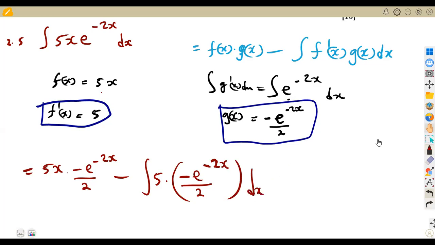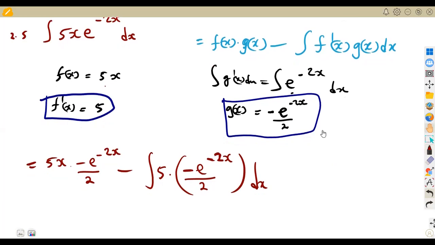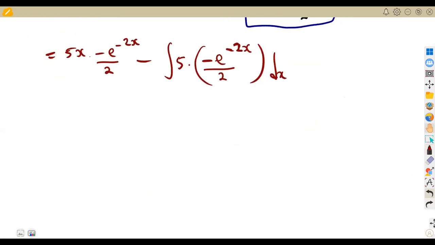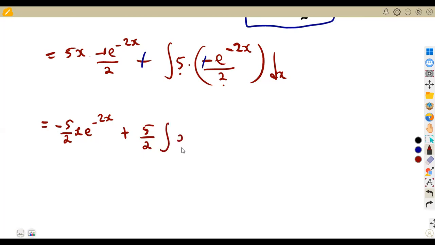Okay, so that is it. And we can integrate and finalize our answer here. So this one, you can multiply negative 1 over 2 and 5. It will be minus 5 over 2x e to the exponent of minus 2x. Okay, negative gives us a positive. So it's going to be positive 5 over 2 out of the integral. Then we integrate what is remaining, which is e to the exponent of minus 2x with respect to x.